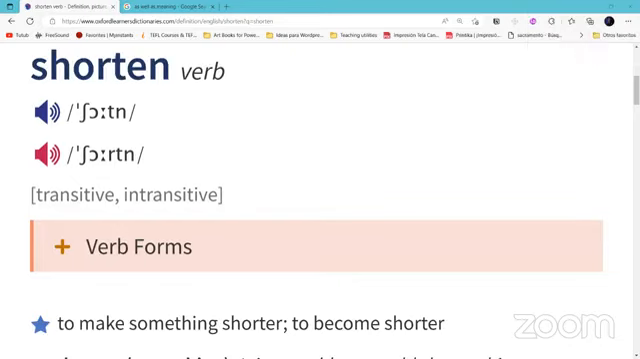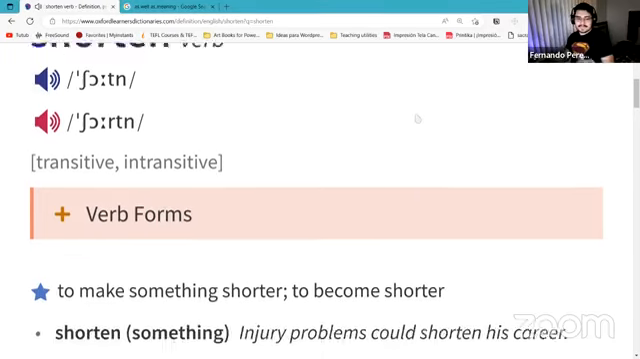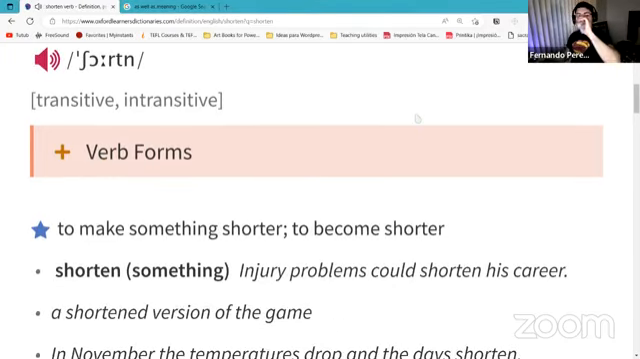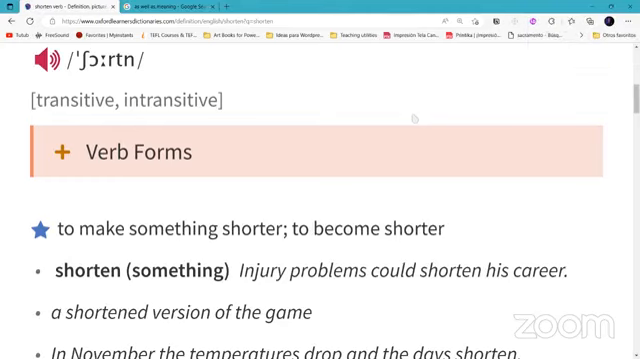Shorten. Yes. Shorten: make something shorter, to become shorter. Okay, injury problems. Injury problems could shorten his career.